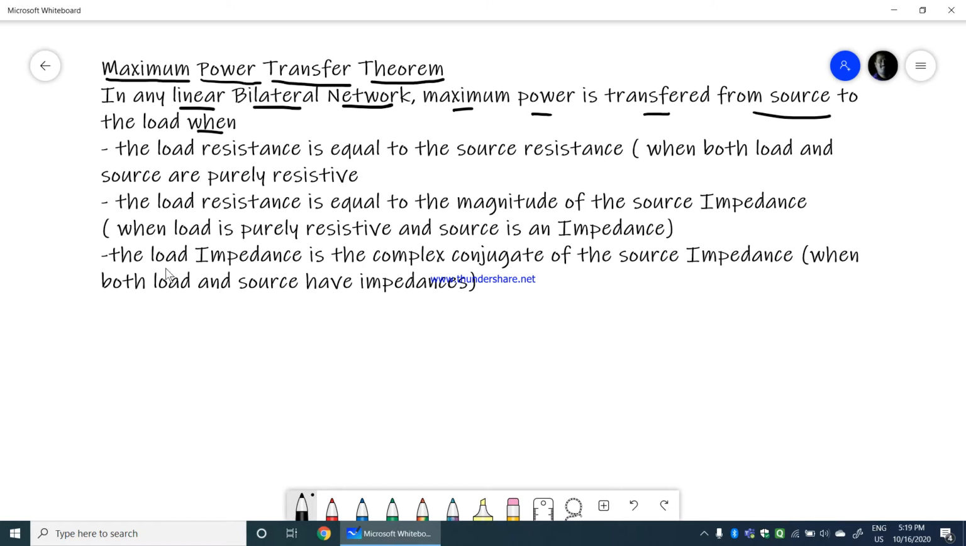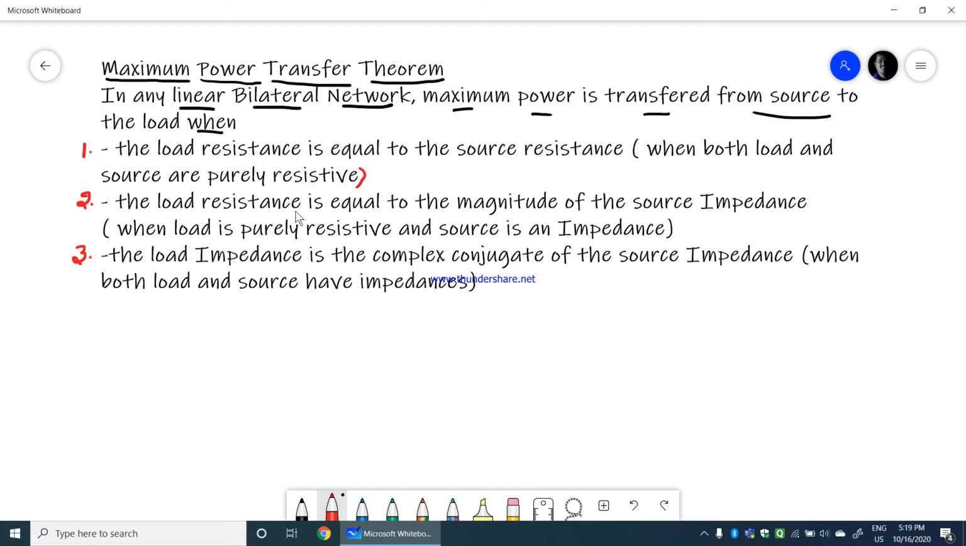There are three cases here. One is when the load resistance is equal to the source resistance. Second, when the load resistance is equal to the magnitude of the source impedance. And the third condition is when the load impedance is the complex conjugate of the source impedance. The first case is obtained when both load and source are purely resistive.